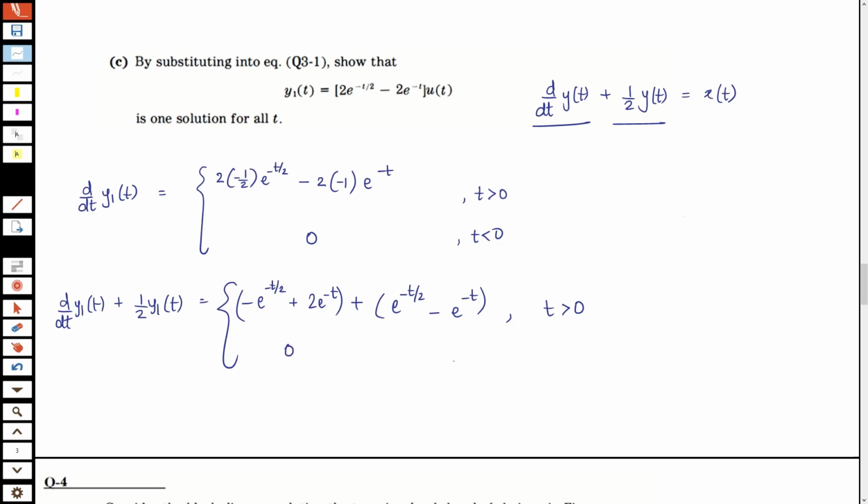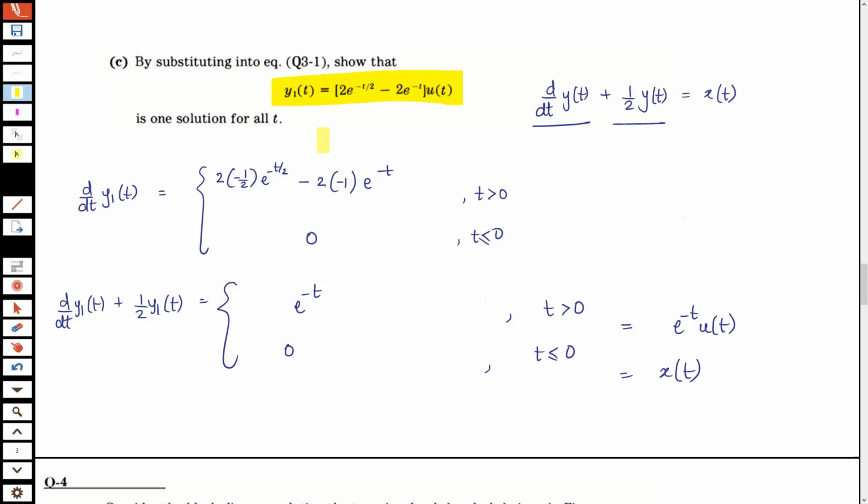And it's 0 for t less than or equal to 0, right? So this basically means that these two terms are going to cancel out, and 2 minus 1 is just going to leave us with e to the power minus t, right? So this is simply e to the power minus t. And this is, as per this solution's definition of u(t), nothing but e to the power minus t u(t), right? Which is nothing but x(t). That means that substituting this y(t) actually satisfies this differential equation, and therefore this is one solution of the system for all t.